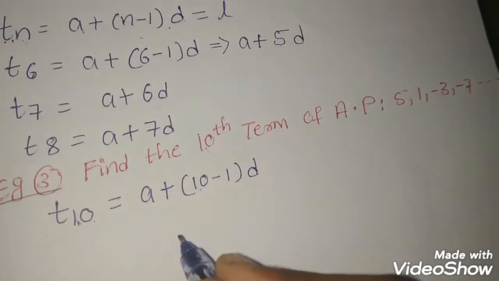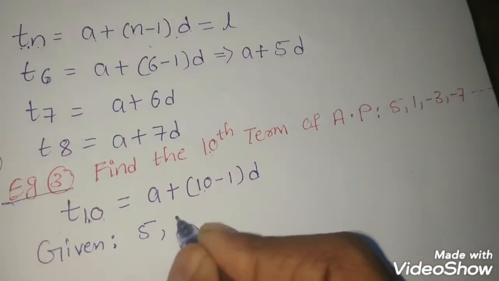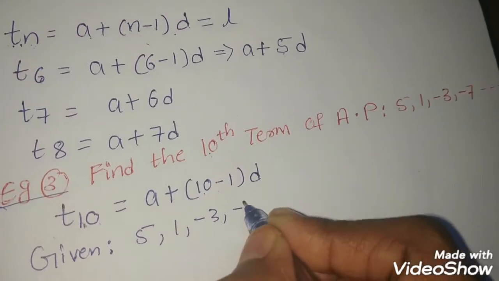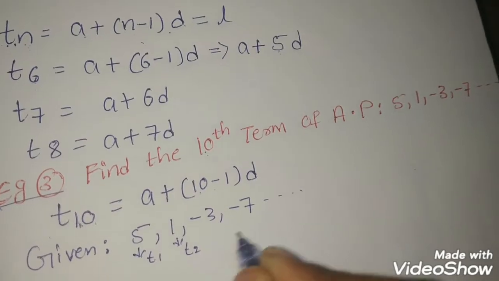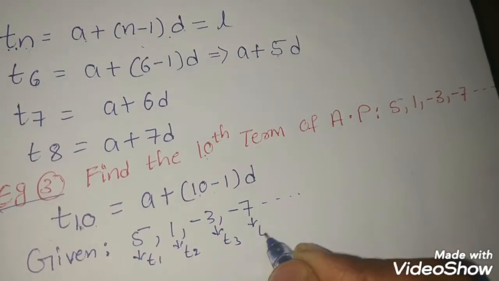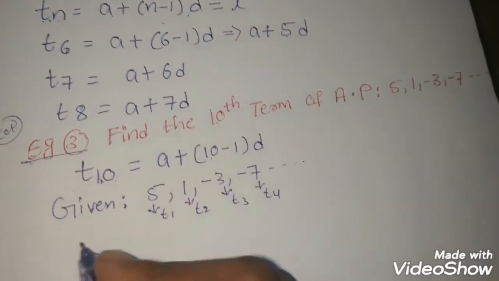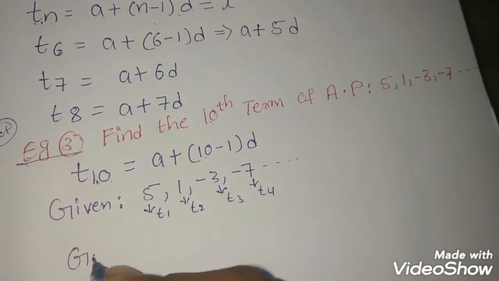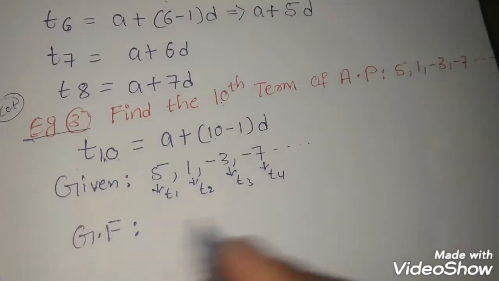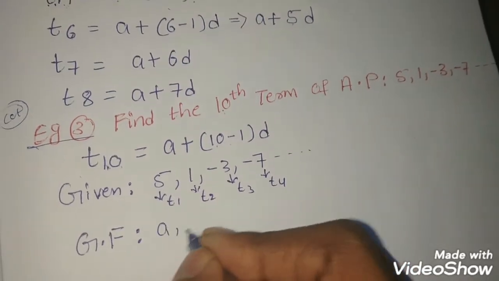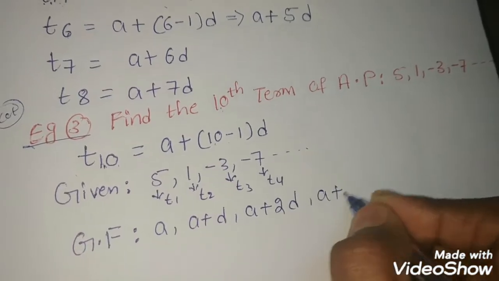So see here, what is given? The given series is 5, 1, minus 3, minus 7 and so on. This is term 1, term 2, term 3, this is term 4. What is the general form of arithmetic progression? You have to write the full general form of arithmetic progression, that is A, A plus D, A plus 2D, A plus 3D and so on.